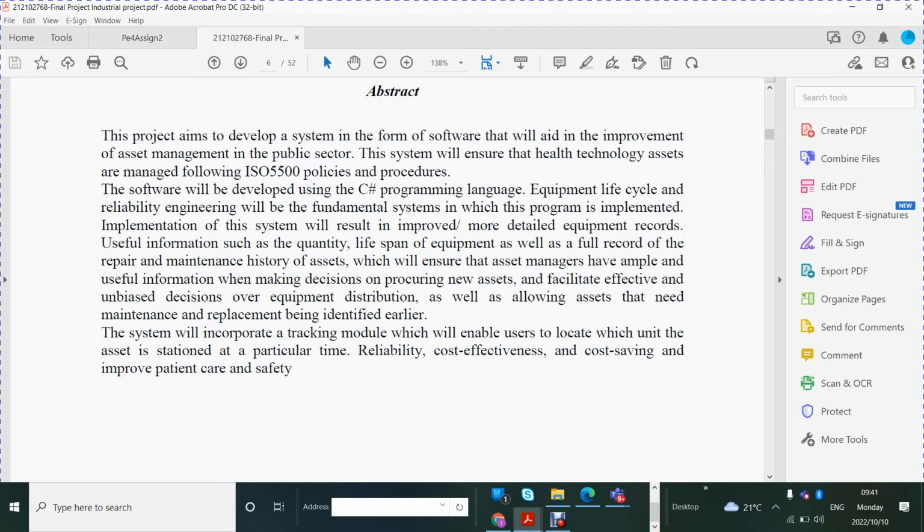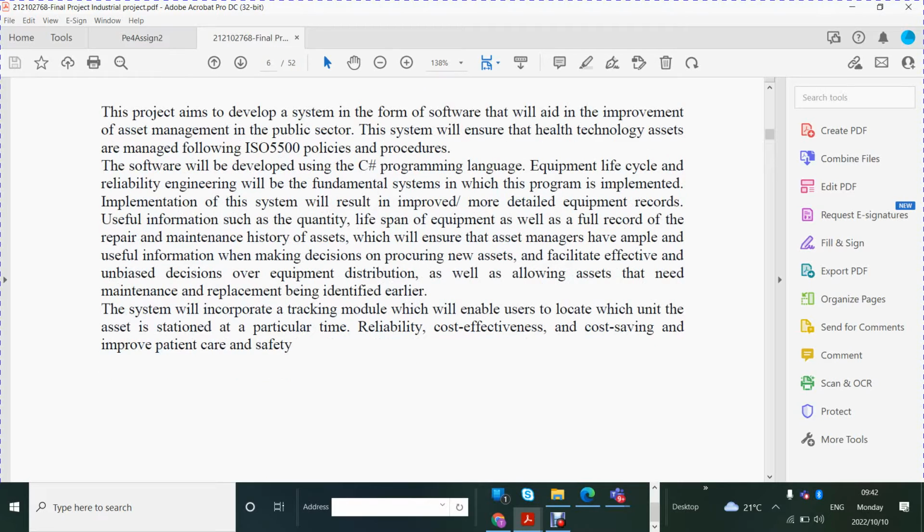Then they say the software will be developed using, now you see the method, C# programming language. Equipment lifecycle and reliability engineering will be the fundamental systems in which this programming is implemented. Implementation of this system will result in, you can see now, telling you the outcome: more detailed equipment records, useful information such as quantity, lifespan of equipment, as well as a full record of the repair and maintenance history of assets, which will ensure that asset management have ample and useful information, blah, blah. Then the last paragraph, the system will incorporate a tracking module, which will enable users to locate which unit the asset is stationed at a particular time.